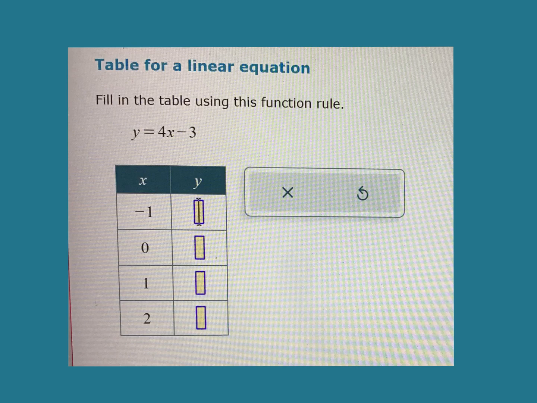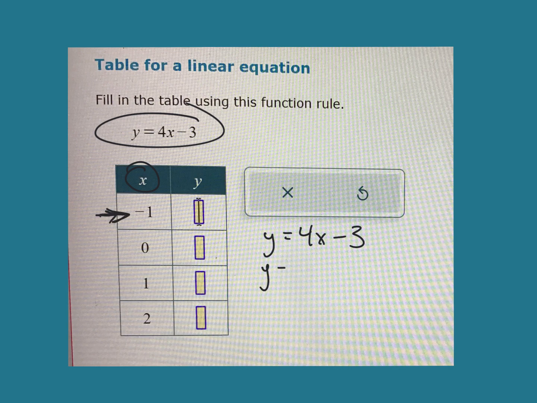For this type of problem, it is giving us the x values, and we're going to one at a time plug in each of these x values. For example, the first one it gives us, x is -1. So go to our equation, y equals 4x minus 3, and we're going to replace x with the first number it gave us. So we're going to replace x with that -1.